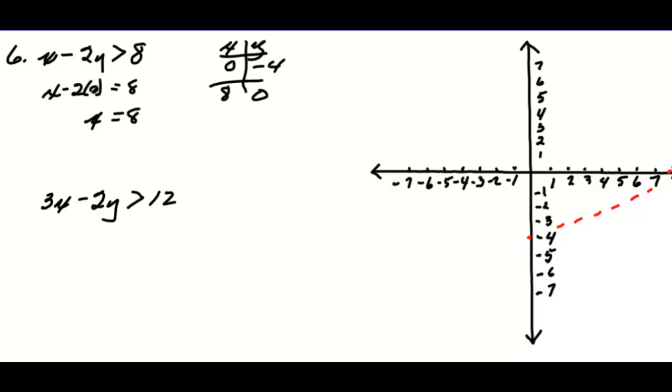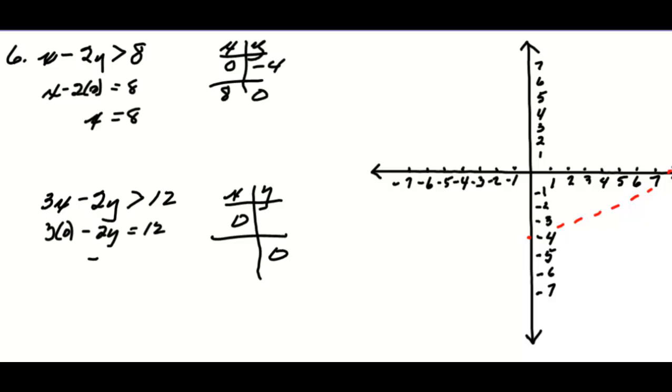The second inequality we have is down below here. 3x minus 2y is greater than 12. So I'll do this. X, y, and again, 0, 0. So when x is 0, we get 3 times 0 minus 2y equals 12. And then negative 2y over negative 2 equals 12 over negative 2. And then y equals negative 6.